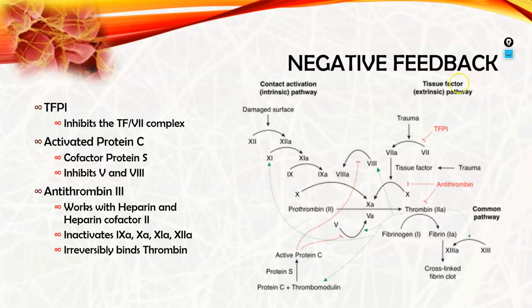The negative feedback: our tissue factor pathway inhibitor inhibits the tissue factor pathway. So we're going to have inhibition here. We're going to have the antithrombin here acting on 10 and binding up thrombin so that it can't do anything. The antithrombin also is going to go over here to 9, 10, 11, and 12, and kind of knock out this intrinsic pathway. And that's it in a nutshell.